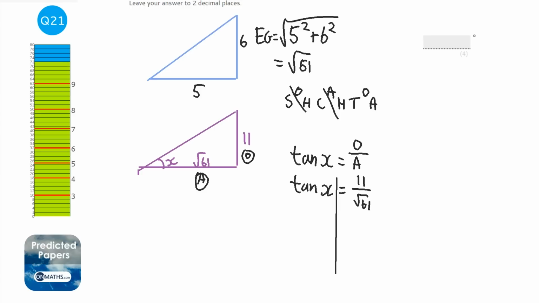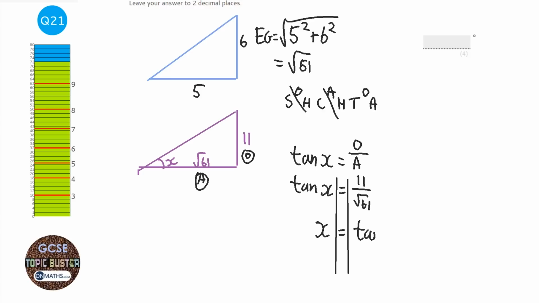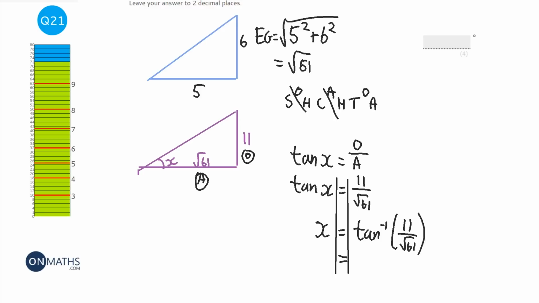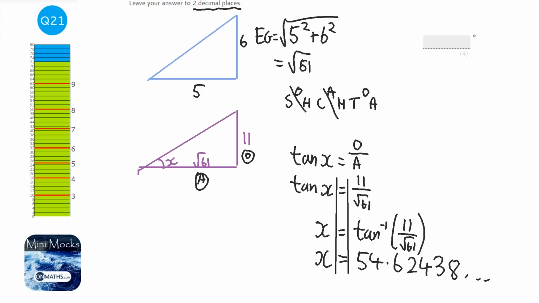And we're going to inverse tan both sides. Just standard trigonometry. So inverse tan and fraction 11 over root 61, and just close the bracket. There we go. And it says that X is 54.62438 blah blah blah. It says it wants 2 decimal places, so the answer I'm going to write is 54.62.